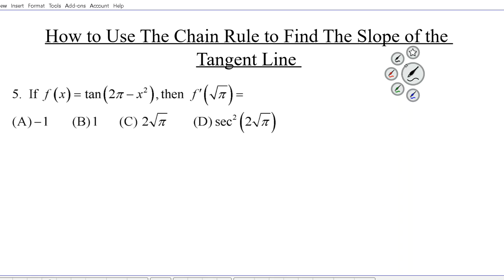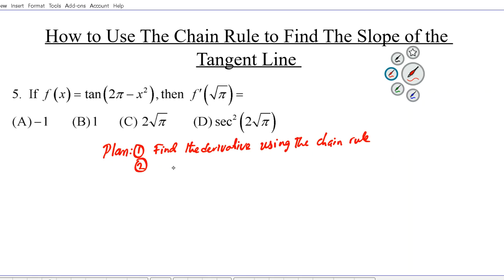If you're looking for the SOT, the slope of the tangent line, it is a two-part process. So our plan is as follows. 1, we are going to find the derivative using the chain rule because we have a composite function here. Okay, find the derivative using the chain rule. And then part 2 is we're going to evaluate the derivative.